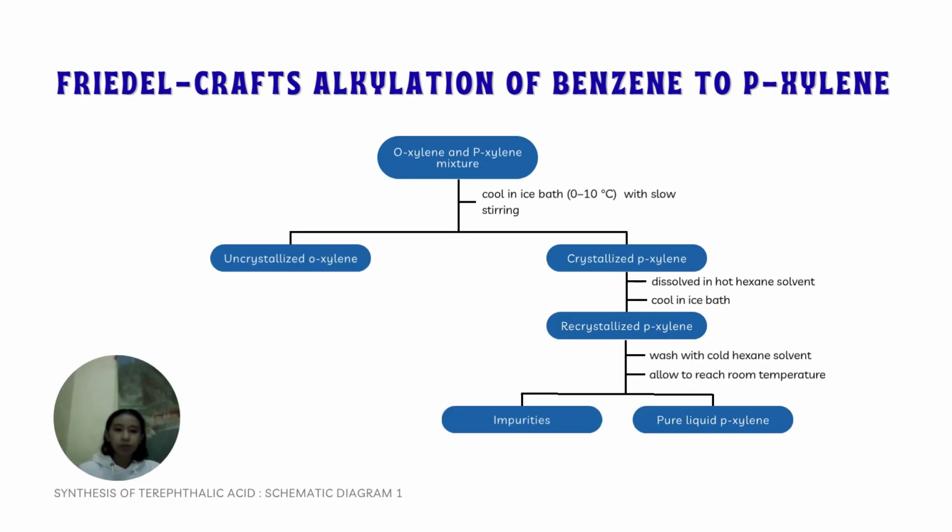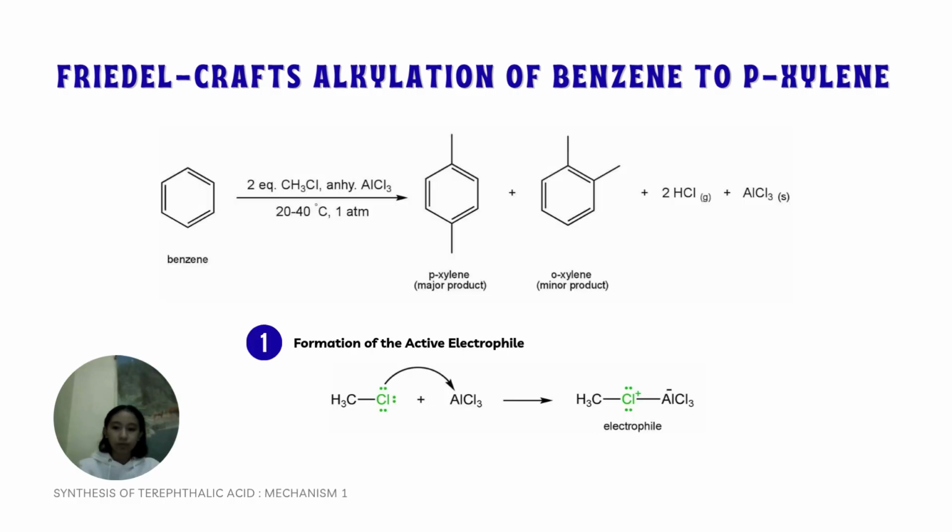The conversion of benzene to p-xylene undergoes a series of Friedel-Crafts alkylation reactions that use methyl chloride and aluminum chloride as key reagents and catalysts. The reaction begins with the formation of an active electrophile where aluminum chloride, acting as a Lewis acid, reacts with methyl chloride and attracts the chloride ion. This interaction breaks the carbon-chlorine bond and generates a methyl carbocation, which serves as the reactive electrophile.